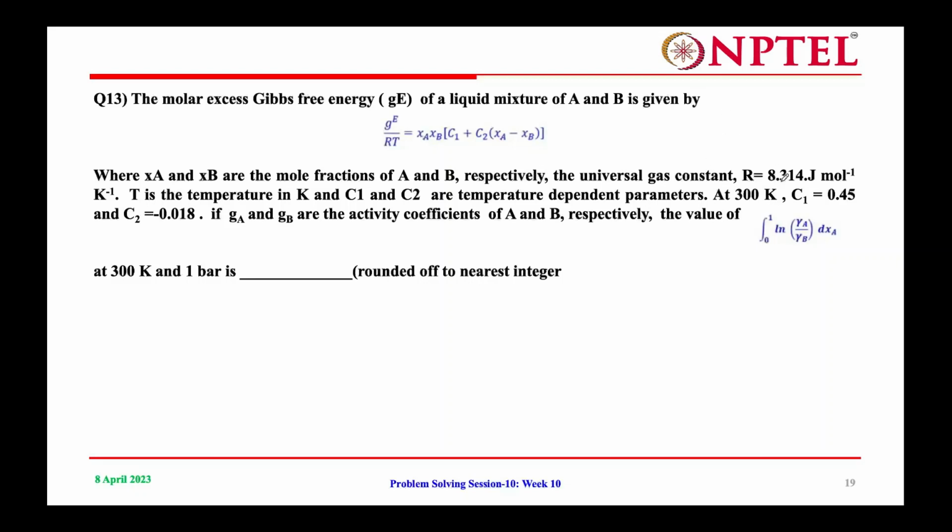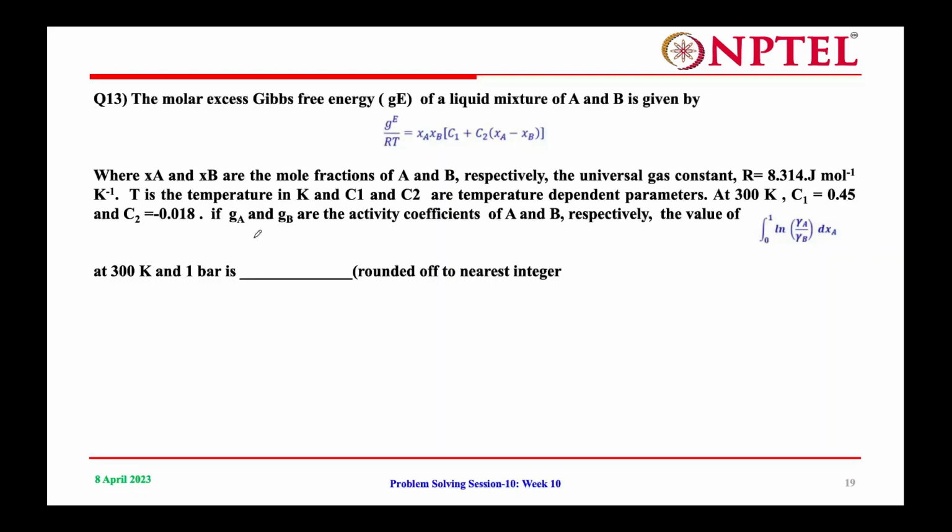Universal gas constant R is equal to 8.314 joule per mole per Kelvin. T is the temperature in Kelvin. C1 and C2 are temperature dependent parameters. At 300 Kelvin, C1 is equal to 0.45 and C2 is equal to minus 0.018.